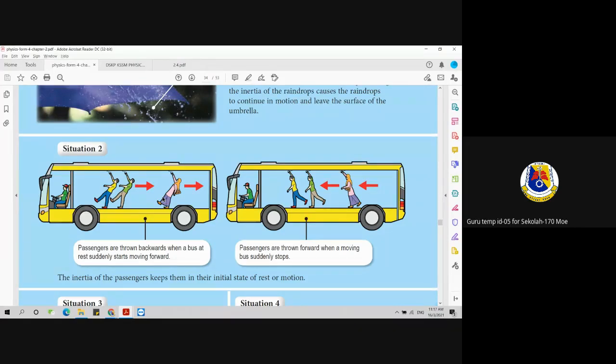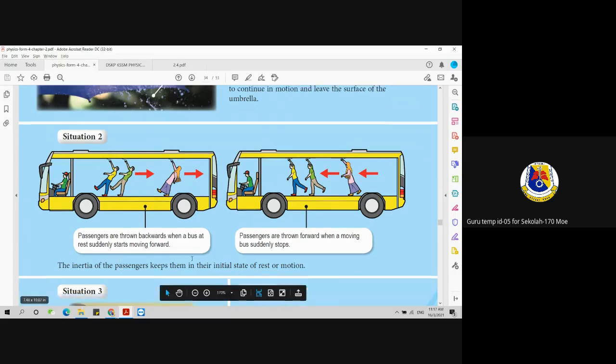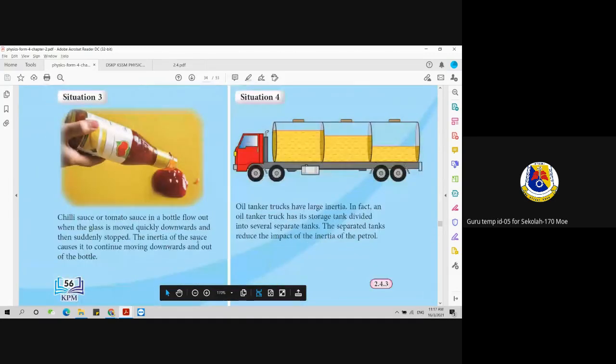It stops immediately. Our body will keep in the state of motion, so we move forward when the bus stops suddenly, because the bus is stopped but our body still keeps in motion. So the inertia of the passenger keeps them in their initial state of rest or motion. This is the tomato sauce. To pour it out, when the bottle is moved very quickly downward and then suddenly stops, the inertia of the sauce will cause it to continue moving downwards and out of the bottle.